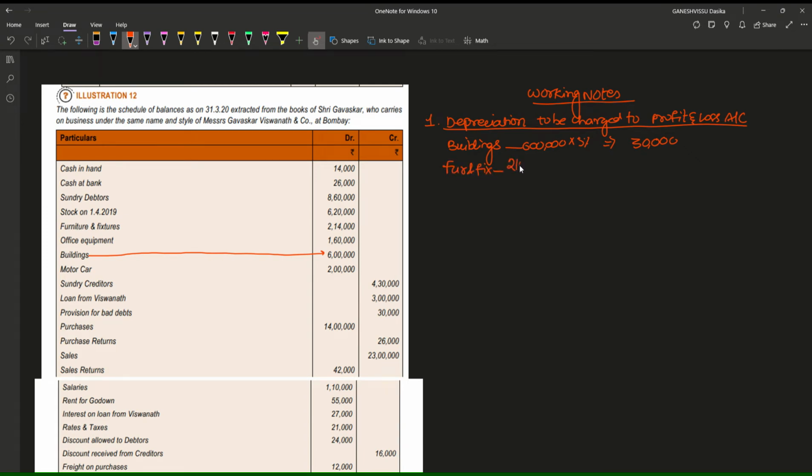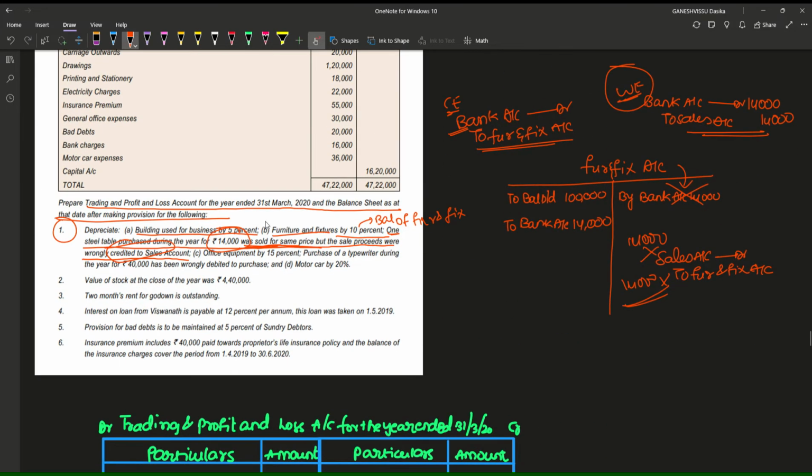So there is a balance of 2 lakhs 14,000. We can see here the 2 lakhs 14,000 balance and we need to deduct 14,000, which is the steel table purchased. So for the balance of rupees 2 lakhs we need to depreciate by 10%. So the depreciation would be 20,000 rupees, right? This is the adjustment regarding furniture and fixtures.